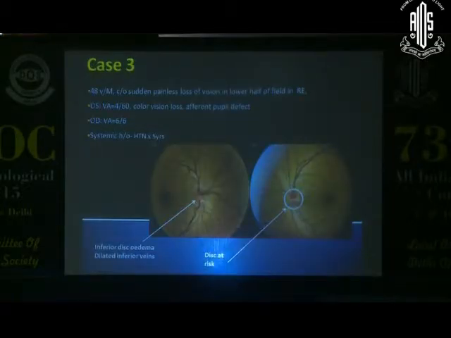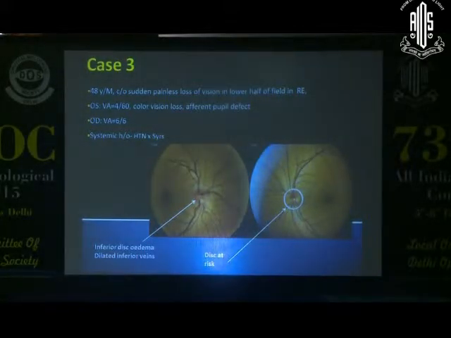So moving on to now a new case, case 3. He was a 48-year-old male who complained of sudden painless loss of vision in the lower half of the field, right eye. On examination, the left eye vision was good, 6/6. The right eye vision was 4/60. There was afferent pupillary defect in the right eye. He also had a history of hypertension for past 5 years.